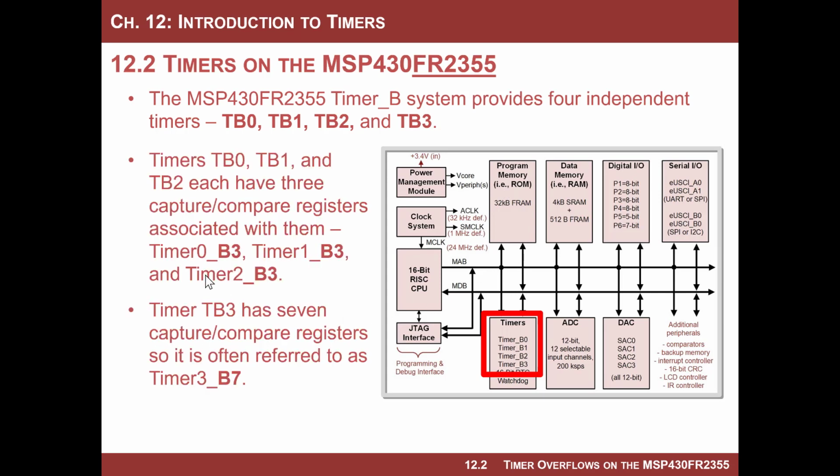The terminology B3 and B7, where that comes from is that within each timer system you are going to have these additional registers that are used to generate events. Timer 0 B3, the B3 means that you have 3 of these different registers. They're called capture compare registers, and we're not talking about those right now. This B3 means that there's 3 of those available within timer 0.